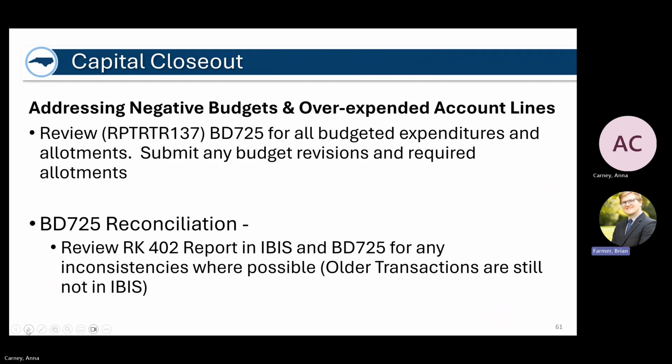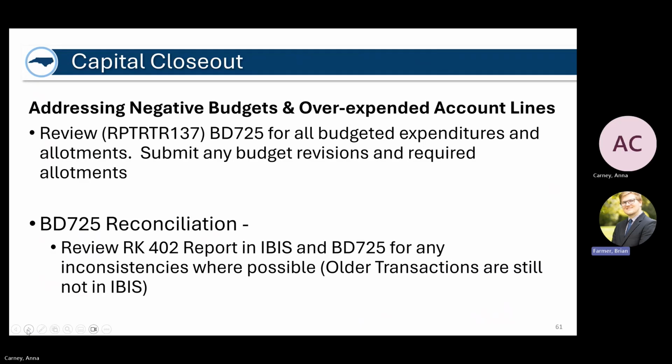So what we're looking at there when we're closing out capitals, we're looking for negative budgets and we're looking for overexpended account lines. So we're looking at that 725 report that we've been following along with, and we're checking to see, is there a negative budget? Did we move too much? Is there some error there? Or have we spent too much in an account that hasn't been allotted that much or hasn't been budgeted that much? We're also checking against the RK402 report.